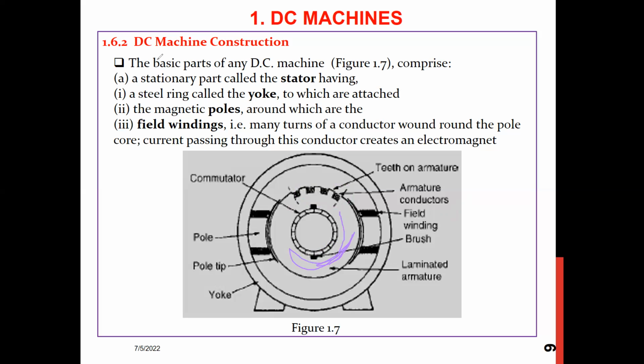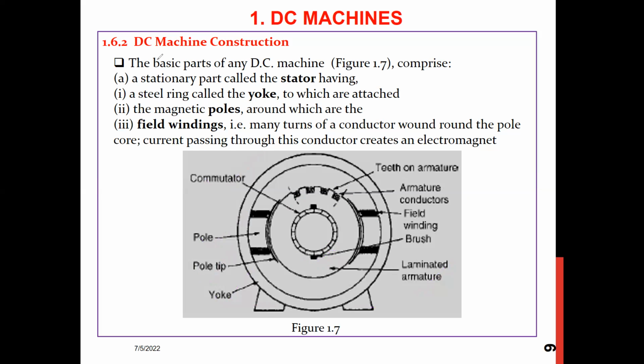And then we have brushes. We have the laminated armature. We have the pole tip. Then we have the poles. Then we have the commutator. Inside the commutator, we have segments. And then we have the yoke. Then we have the base.